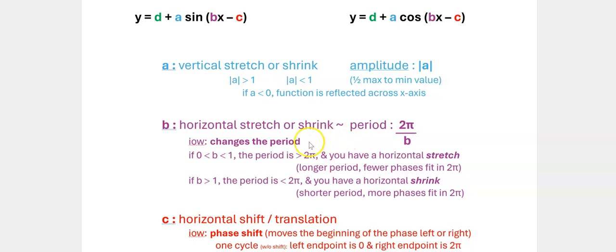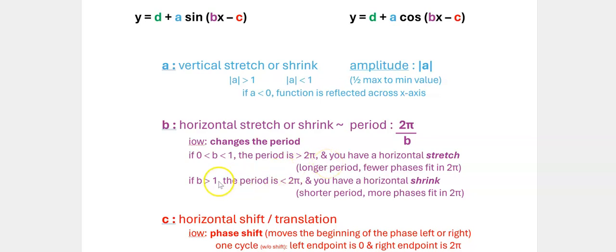Okay, so that means if b is between 0 and 1, the period becomes bigger than 2 pi because I'm dividing by a fraction. And so that means I'd be like multiplying by the denominator. So it would be a horizontal stretch. And I'll show you what that means when we go back to Desmos. But the way I think of it is it's a longer period. The period's bigger than 2 pi. So there's fewer phases that fit into 2 pi. I stretch it out, and it takes longer than 2 pi to make one period.